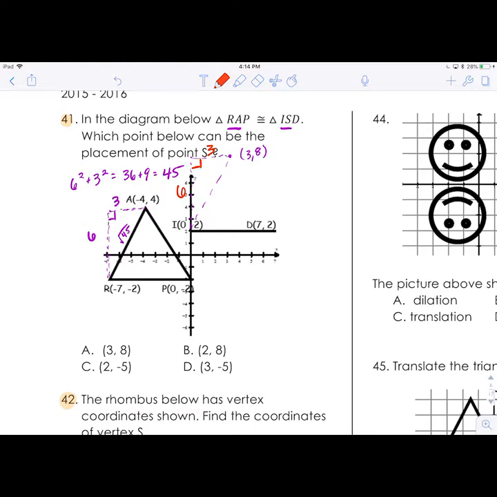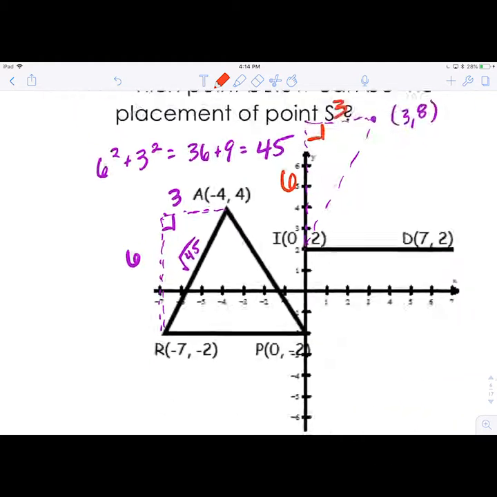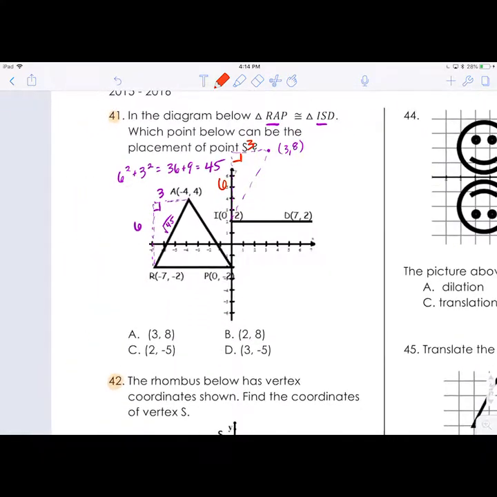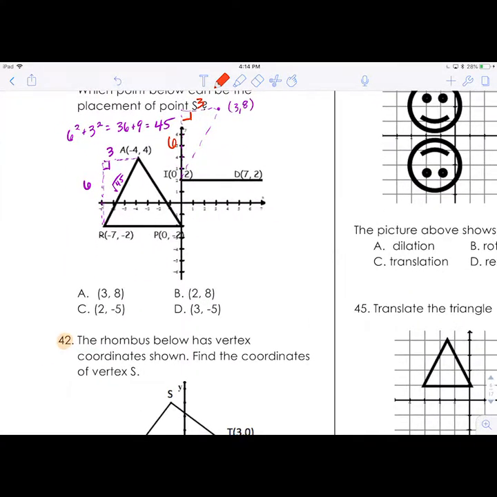If you know that the sides are the same. So you see here that we have a 6 and a 3. We see here we have a 6 and a 3. So we know that 3, 8 works, and we lucked out, and the first answer is the correct answer. So there you go. That's how that's going to work.